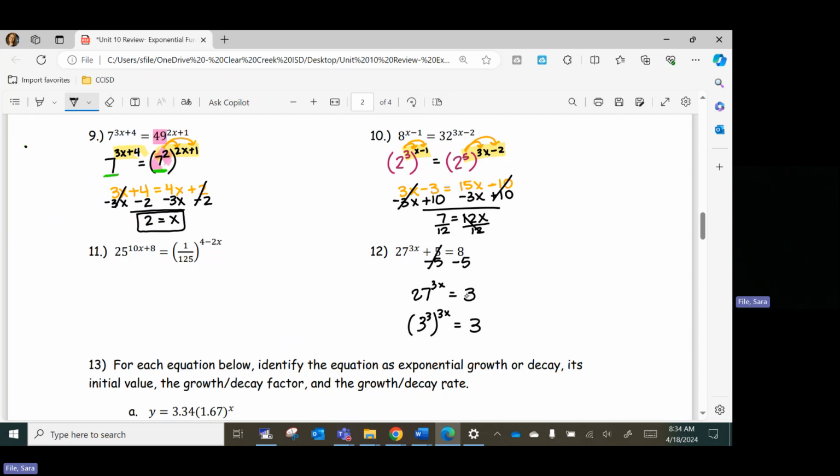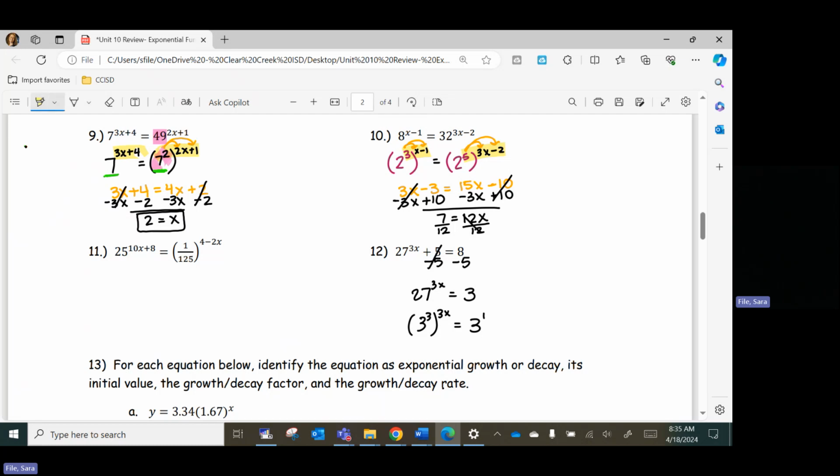Now this 3 over here, what is the understood power here if there is no power? If no power is written, what's it understood to be? Not 0, because anything to the 0 power would be 1. It's to the power of 1, because 3 to the power of 1 is just 3. Anything to the first power is itself. So if you have a number with no power, it's an understood 1 power.